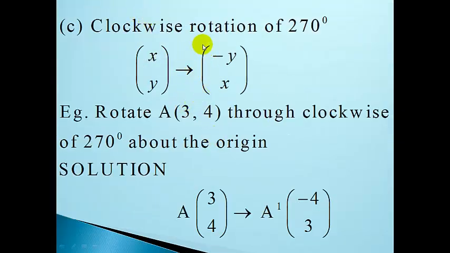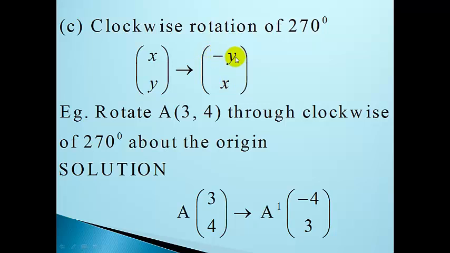Now we have clockwise rotation of 270 degrees. The rule is xy maps to minus yx. That is clockwise rotation of 270 degrees. That is, y goes up and x comes down, but we negate the y. As y goes up it is negated and the x comes down. So xy maps to minus yx.